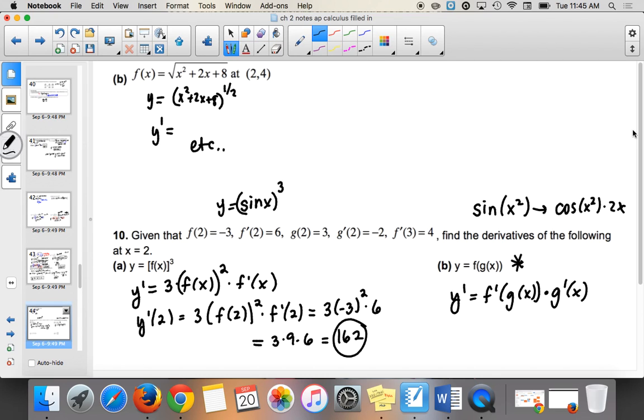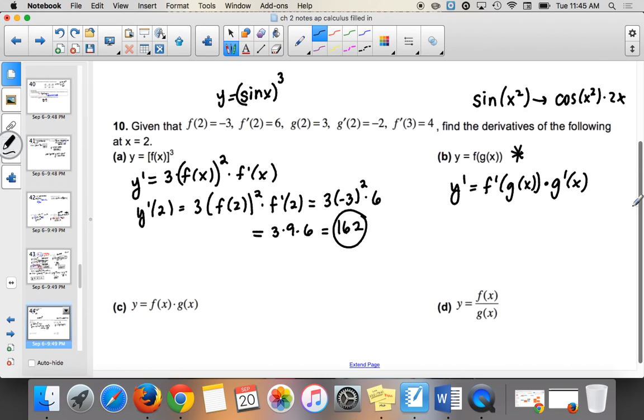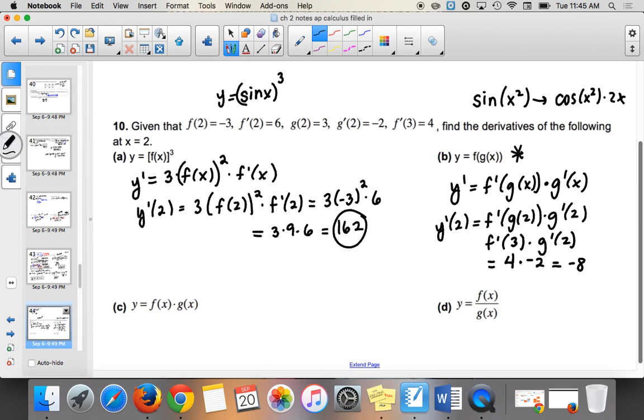All right, so for finding y prime of 2, we're going to have f prime of g of 2 times g prime of 2. So what is g of 2? 3, right? So we have f prime of 3. F prime of 3 is 4. G prime of 2 is negative 2. So your answer should be negative 8.